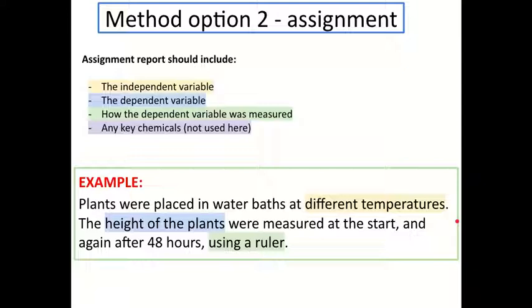So as you can see, these 2 options for the method are really, really different. You really need to check with your teacher which option they would like to use. If they haven't said specifically, it will usually be option 1, the generic method, but this one they might want you to do to get that practice in as well.